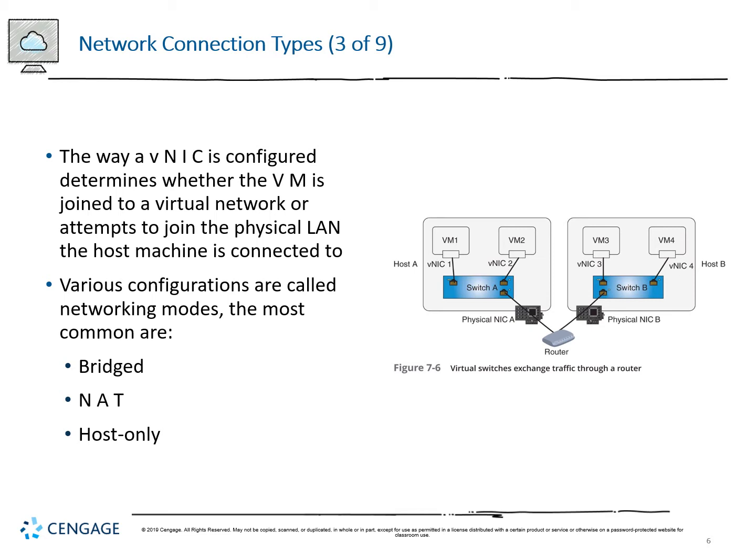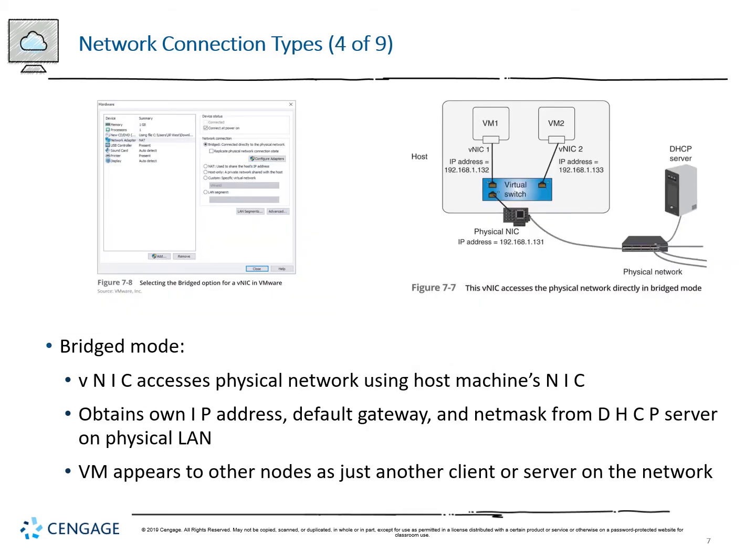There are a number of configurations called networking modes. The most common are bridged. Then we have NAT, network address translation, and what we call host only. Bridged mode is where the vNIC will access the physical network using the host machine's NIC. It obtains its own IP address, its own default gateway, and its subnet mask from the DHCP server on the physical LAN, so it's not relying on the virtual switch internally at all. The VM appears to nodes as just another client, so there's no indication that it is actually a VM.